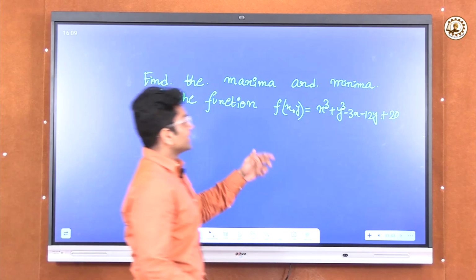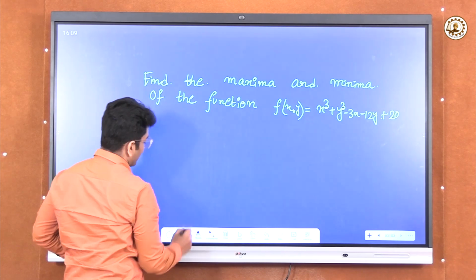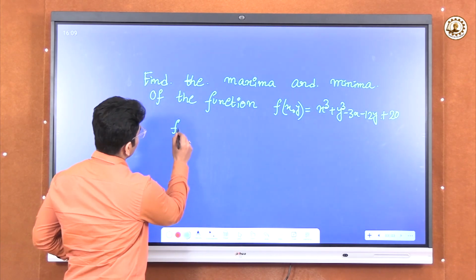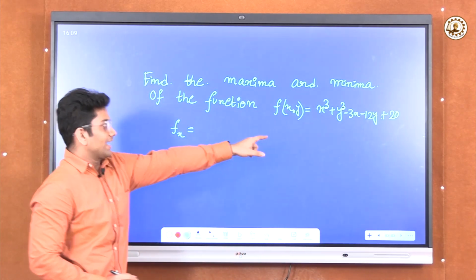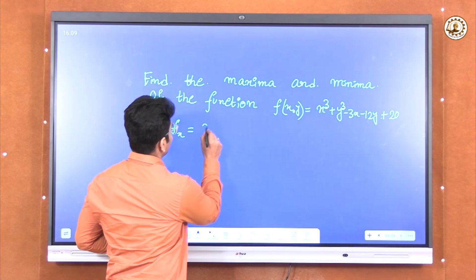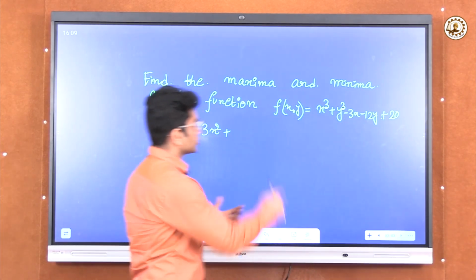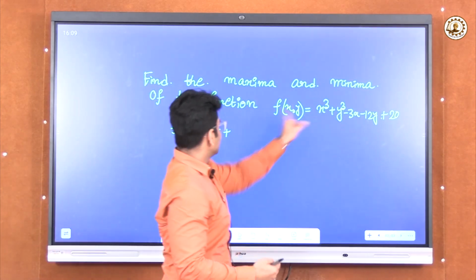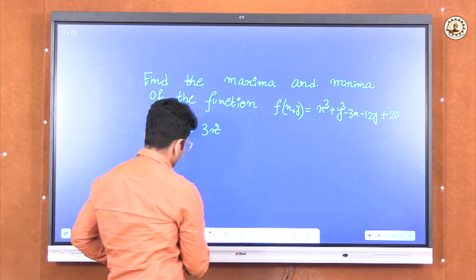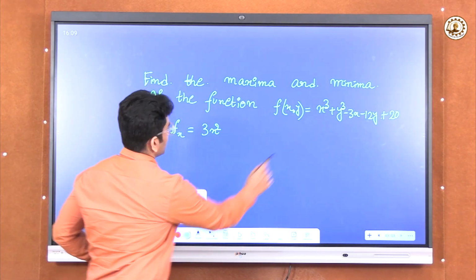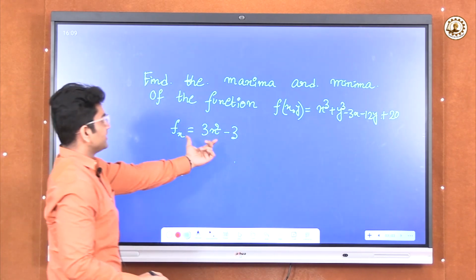To calculate maxima and minima, at first we have to calculate the first order partial derivative of this function with respect to x. So x cube plus y cube gives 3x square, and the partial derivative of y cube with respect to x is 0 because y cube is treated as constant. There is no other term containing x, so fx will be 3x square minus 3.